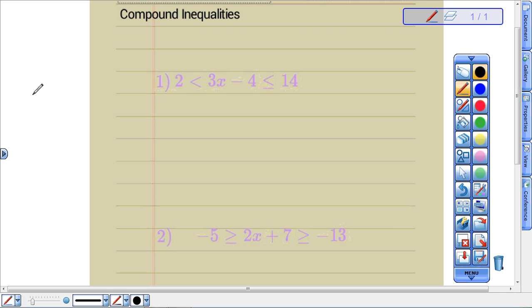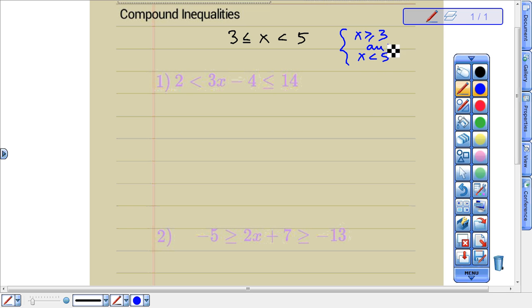A compound inequality is when we join two inequalities with the word and or with the word or. So if we have an inequality like 3 is less than or equal to x is less than 5, this basically means two things: x is greater than or equal to 3 and x is less than 5. Using the word and, these are joined, so both of these conditions have to happen.